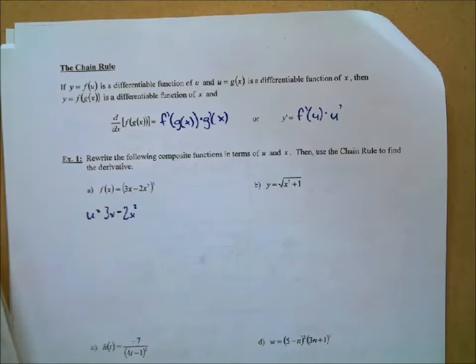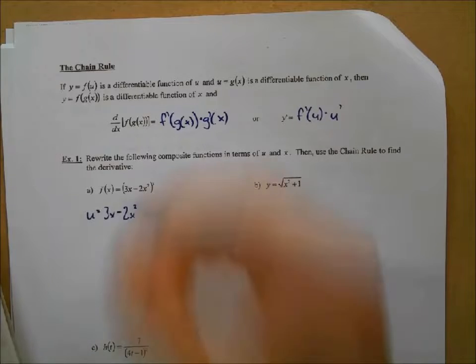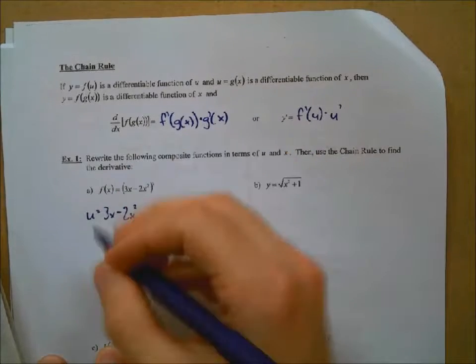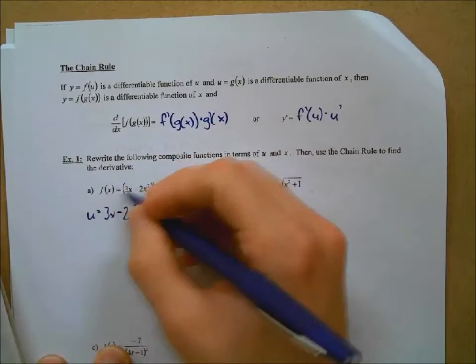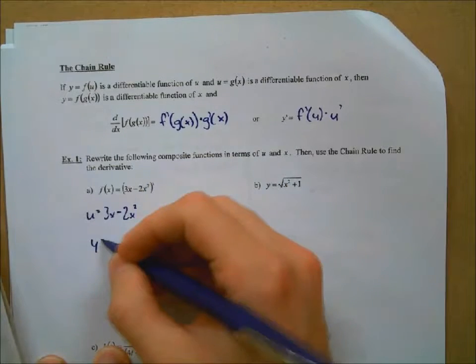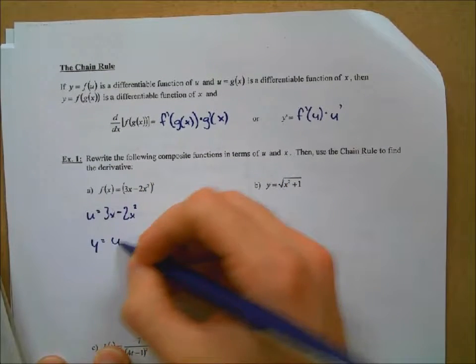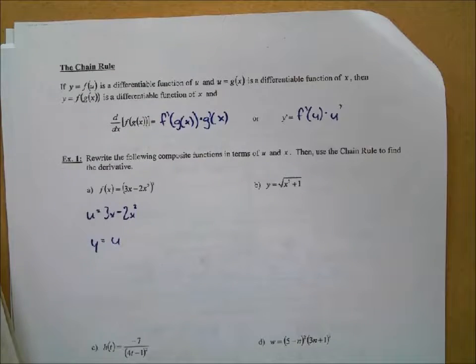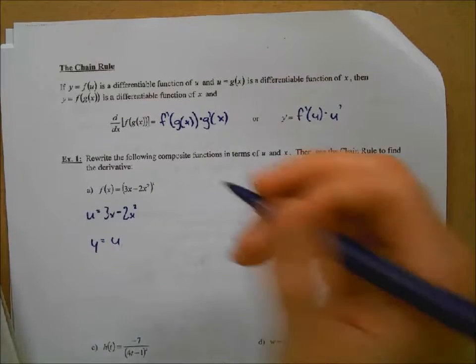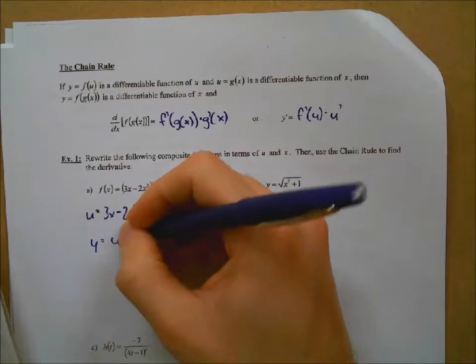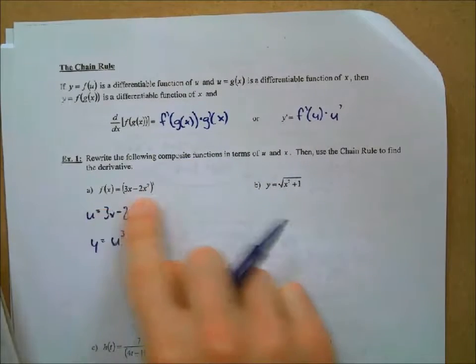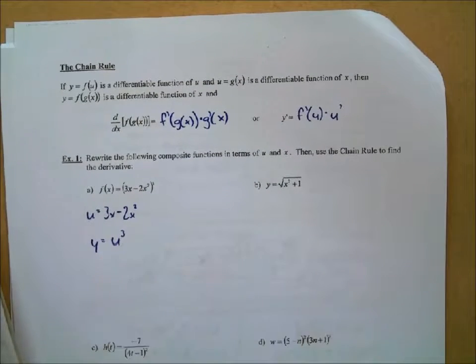Okay, like this. U is equal to that inside piece there, the 3x minus 2x squared. So I can rewrite my f of x as y equals u to the what? To the third, right? U cubed. So I'm rewriting f of x as just y equals u cubed. You can think of this as a change of variables.